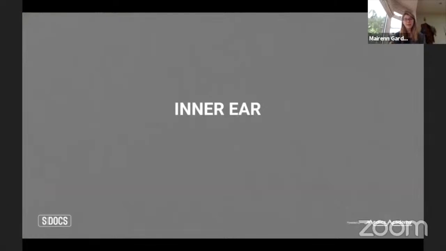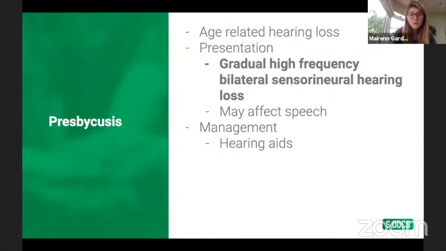So now going on to inner ear causes of hearing loss. Just to repeat myself again, inner ear problems will cause sensorineural hearing loss. So it's a problem with the cochlea or the vestibulocochlear nerve. The most common cause of sensorineural hearing loss is age-related hearing loss. This will occur in most old people. It tends to be quite gradual and develops over time as they age. They most often perceive it when it begins to affect their speech.